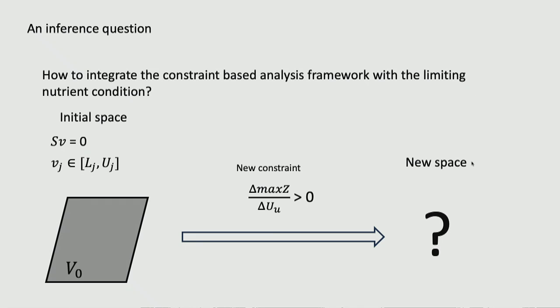We are doing an inference question. What do I mean by that? All these constraints that are here, the typical constraints that define this solution space, you can say that this solution space represents your current state of knowledge about the metabolism. You know the metabolism is inside that volume, and that is all that you know. Now the experimentalist comes and tells you, yes, but in addition I know that glucose is the limiting nutrient. How can I now update my space so it is coherent with this new data? It's a Bayesian kind of perspective.